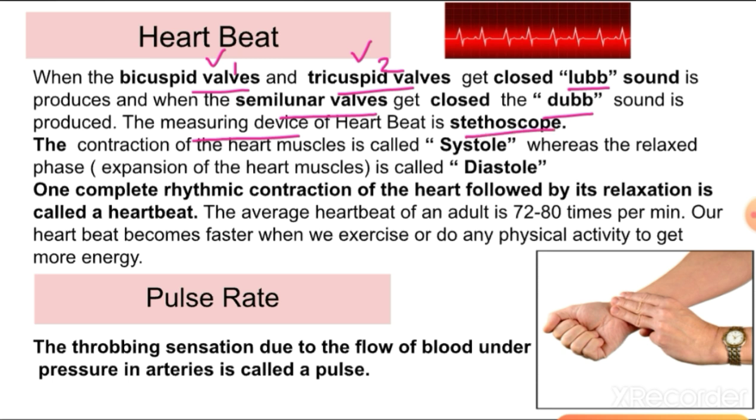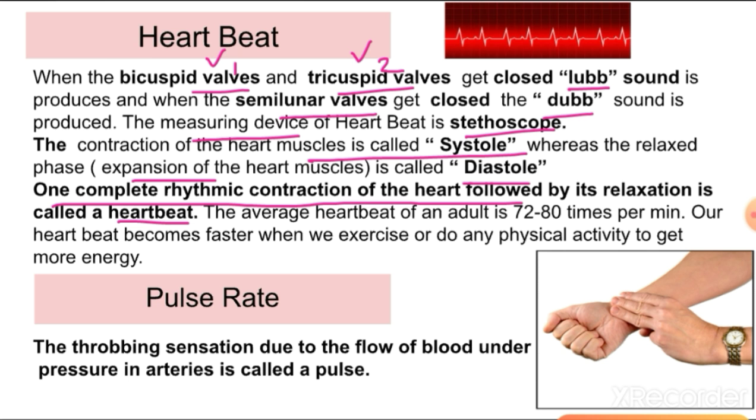The contraction of heart muscles is called systole. And there is a small time phase when the heart is not contracting, and that is the relaxation phase of our heart. That expansion or relaxation phase is known as diastole. One rhythmic contraction of the heart followed by relaxation is called the heartbeat. That together makes a heartbeat. We can also say that lub dub together make a heartbeat.